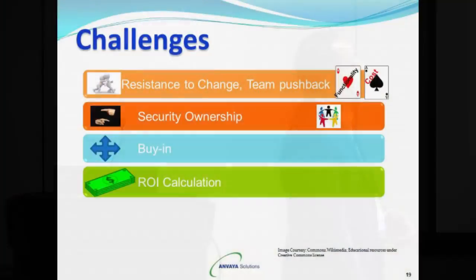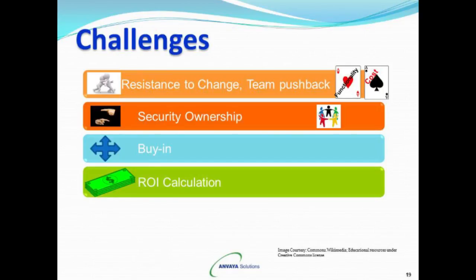Challenges, resistance to change, pushback from the team. They will throw up their ACE cards, oh, it's going to impact functionality, it's going to impact costs. Not really. You're helping functionality, you're helping to keep the costs in line. Next one, security ownership, finger pointing. Everybody thinks the security team owns security, but it's everybody that owns security. Buy-in, Denise is going to talk about that.